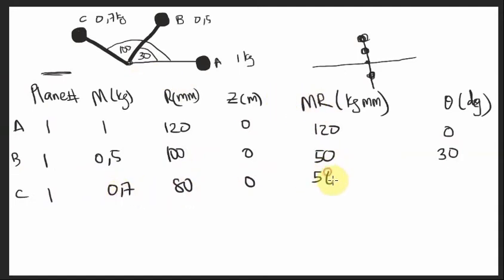The distance here we're going to say is 0 as well. When you multiply 0.7 times 80, we get 56. And then the angle there is 100. So we have everything that we have there. But let's remember now we want to add a fourth mass. Let's add it in red there.